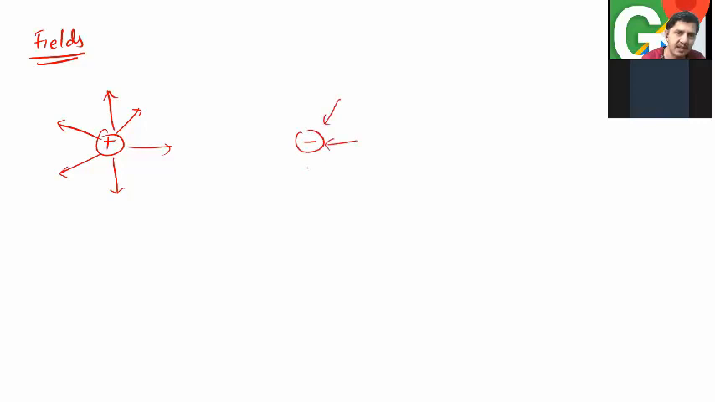Now let us talk about fields. Fields. Now, when I have a positively charged particle, usually a positively charged particle is represented by lines like this. And a negatively charged particle is represented by lines which are inwards, like this.